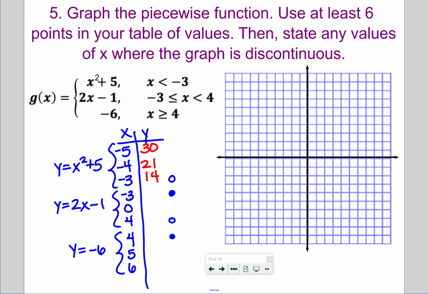2x minus 1, if I plug in negative 3, I'm going to have negative 7. If I plug in 0, I'm going to have negative 1. And if I plug in 4, I'm going to have 7.